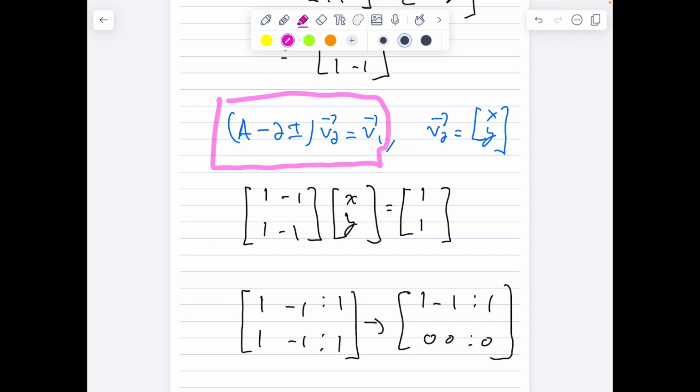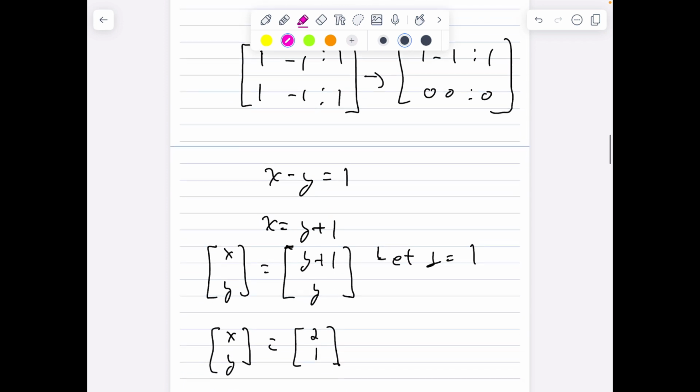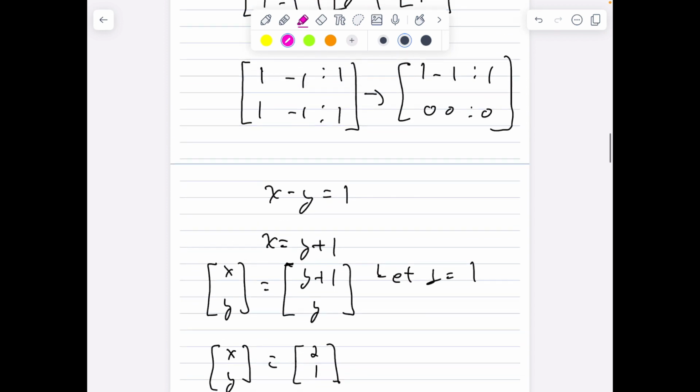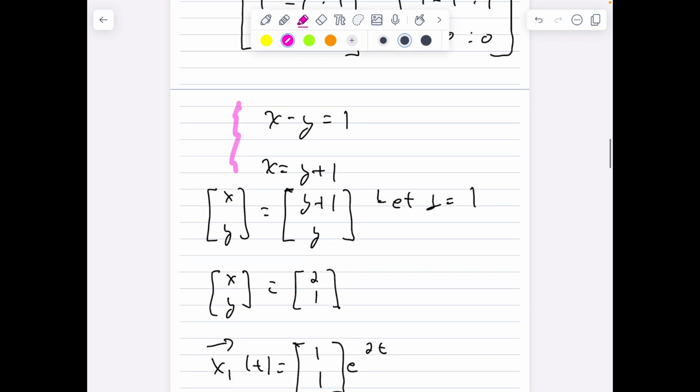And essentially what we're going to do is we're going to row reduce again, and you would get this right here, x minus y equals 1, or x equals y plus 1 if you prefer. And if you replaced the x with the y plus 1, you basically have infinite solutions of the form y plus 1 and y. And if you let y equal 1, you come up with 2, 1. You can let y equal anything here.